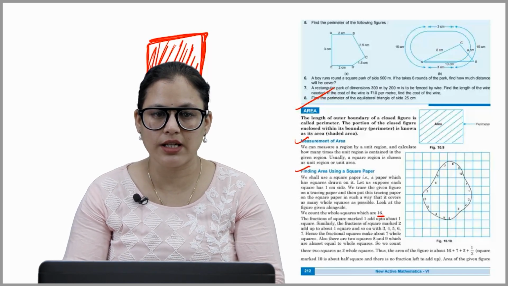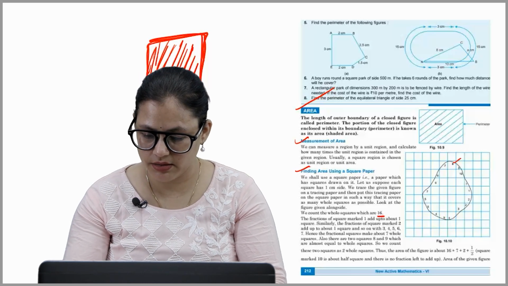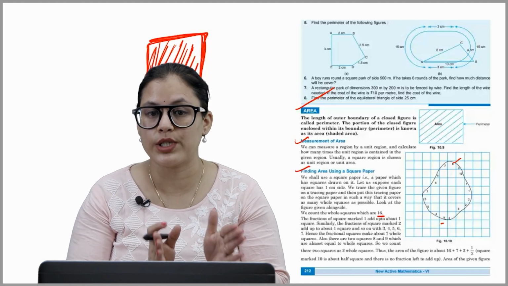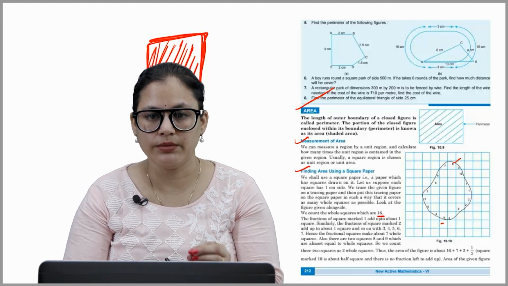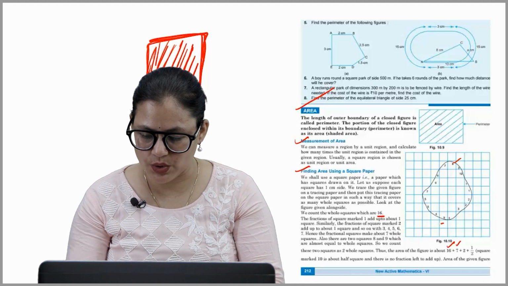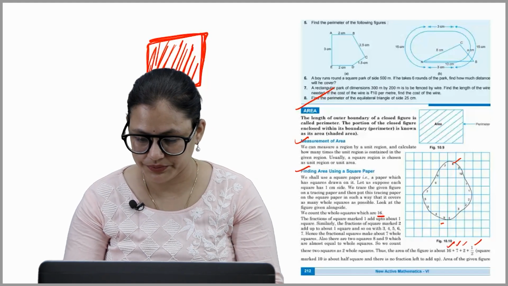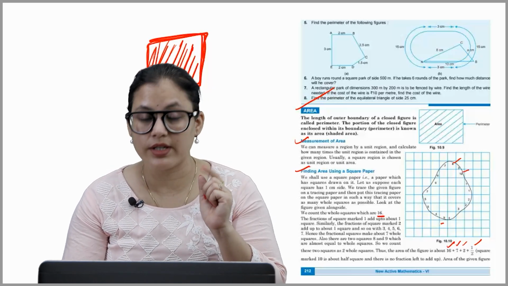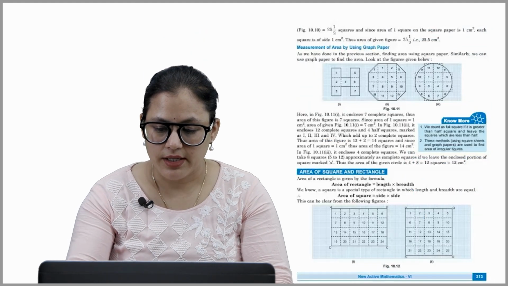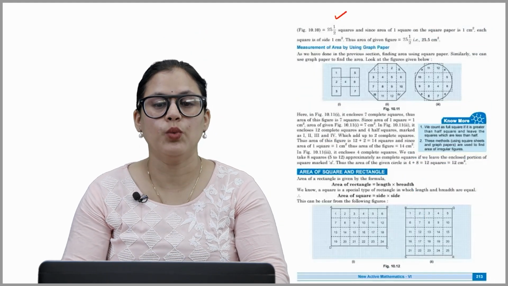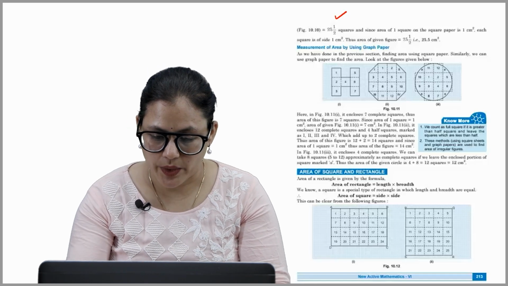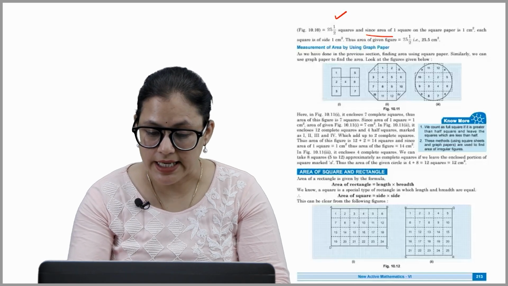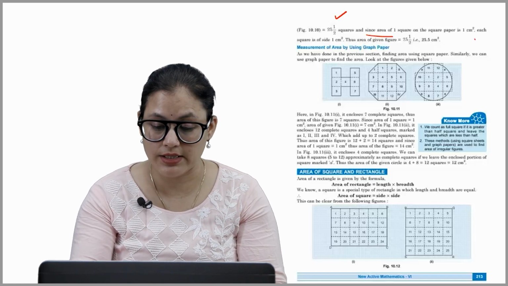Also, there are two squares 8 and 9 which are almost equal to a whole square. So we count these two squares as 2 whole squares. Thus, the area of the figure is given as about 16 plus 7 plus 2 plus half. Square marked 10 is about half a square and there is no fraction left to add up. So the area of the given figure is 25 and a half square units. Since the area of one square on the square paper is 1 centimeter square, each square has a side of 1 centimeter.